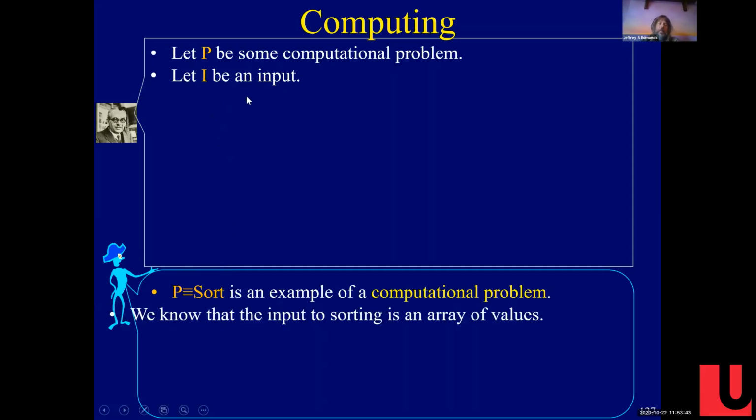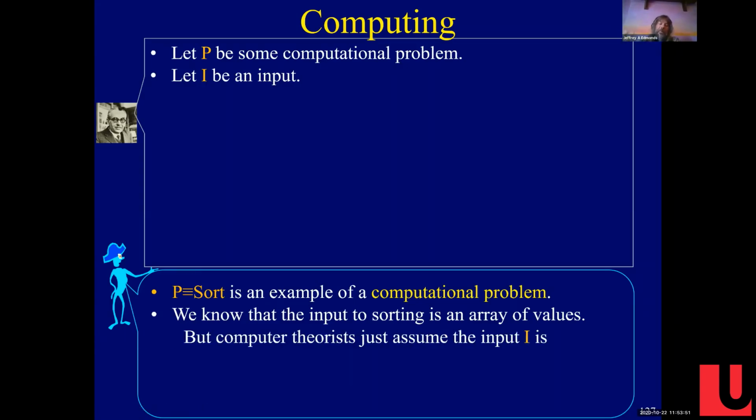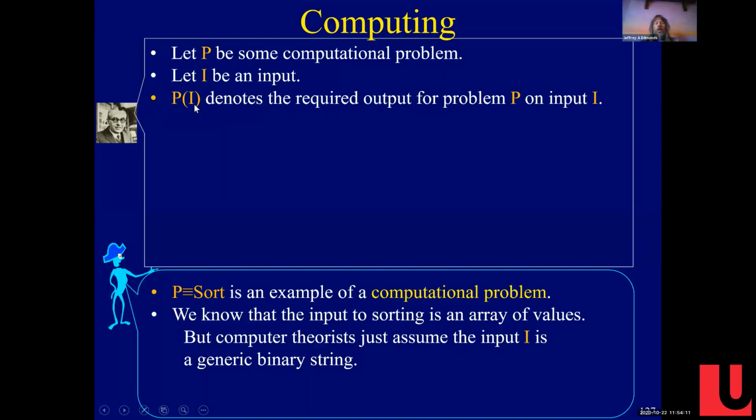And what do we give a computational problem? We give an input. Now, we know that when we're sorting things, the input is an array of values, but computer theorists just assume that the input is always just a binary string. It's just an arbitrary object, and we think about them as binary strings. But up here, I is just another object like a boy or a girl. All right? So what do we want to say? We can think of P as a function. P is a computational problem, so it's a function. You give it an input, and P of I then is the required output, right?